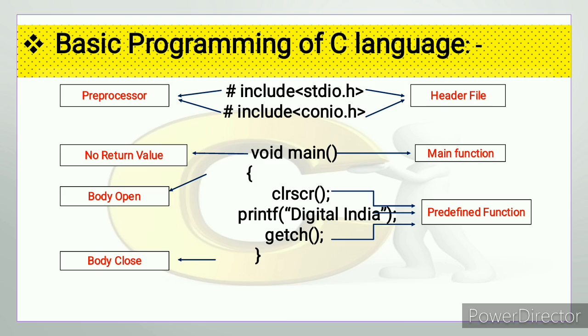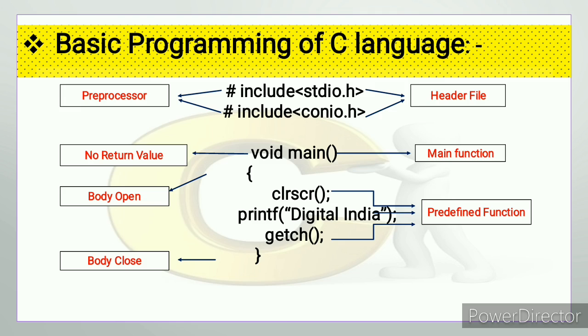Next we go to the printf. What is printf? Printf is a predefined function which is used to show or display the data which is written in the double inverted commas. Okay, next we go to the getch. Getch is a predefined function which is used to hold the output screen. Otherwise, if we do not use the getch, then you can't see the output of what you write in the printf.